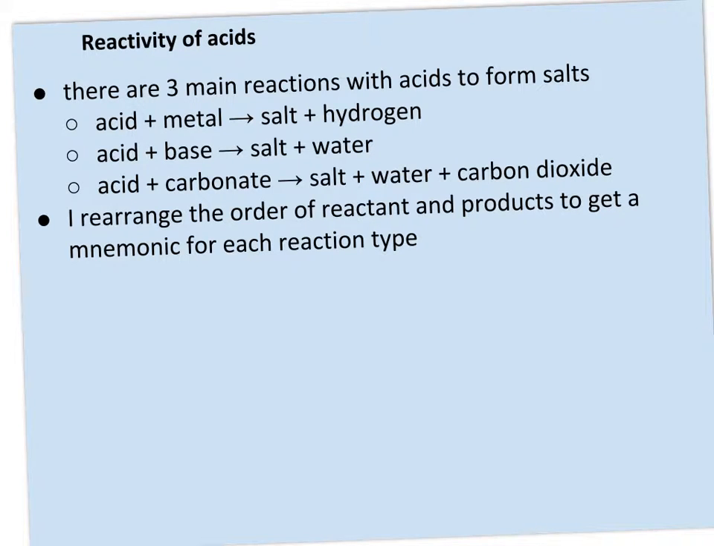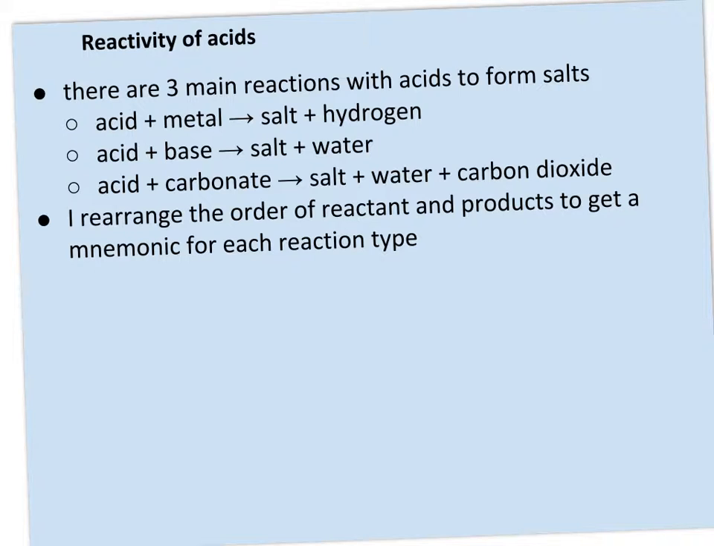Again, the three big categories of reactions by acids are acids plus metals, acids plus bases, and acids plus carbonates. And in each case, you get salt. In the case of an acid and metal, you get hydrogen. An acid with a base gives you water. And an acid with a carbonate gives you water and carbon dioxide. You're going to be expected to be able to generate all three of these reaction types.